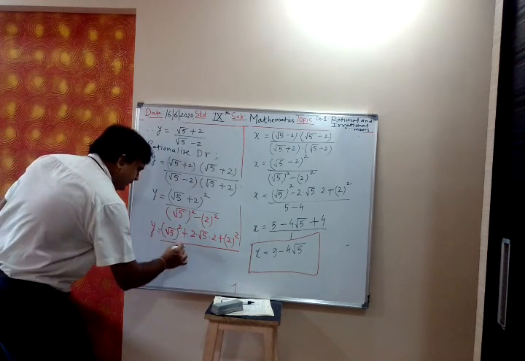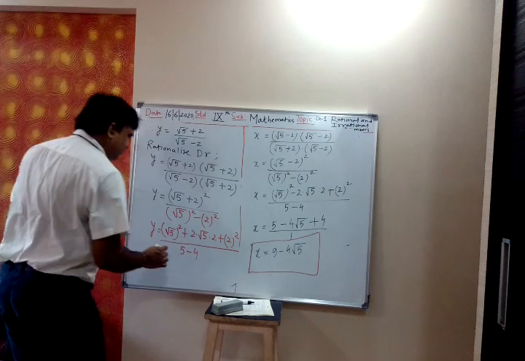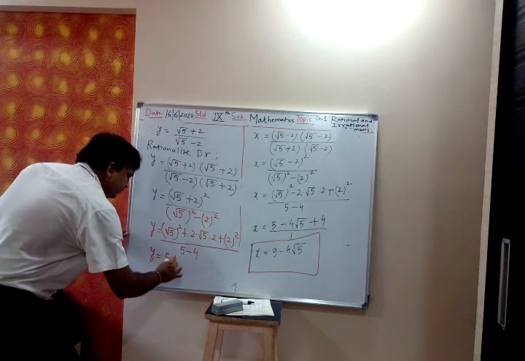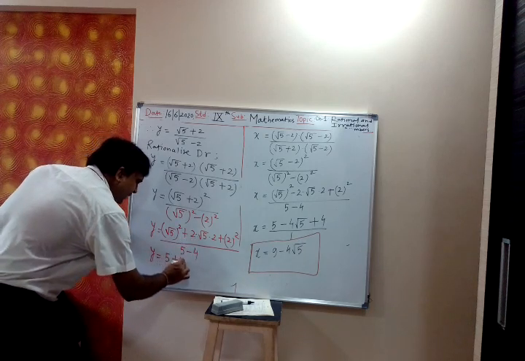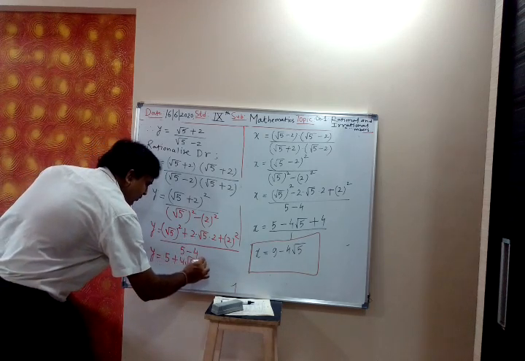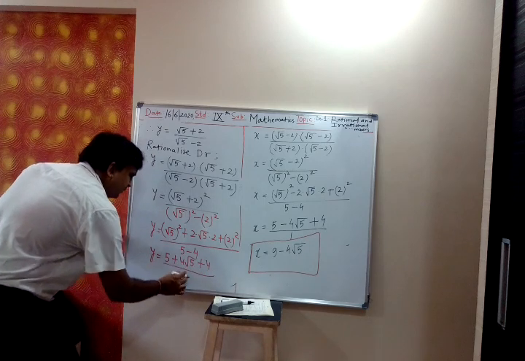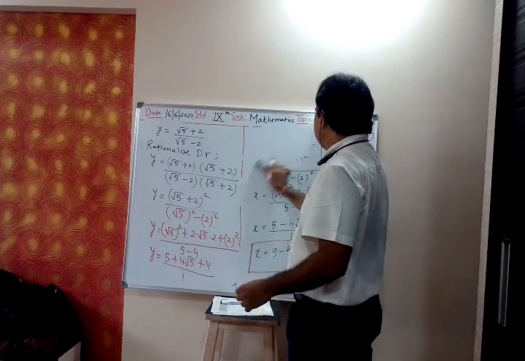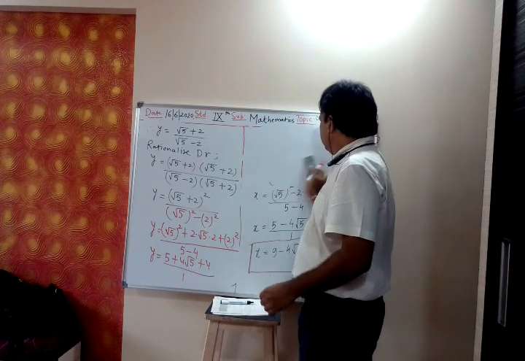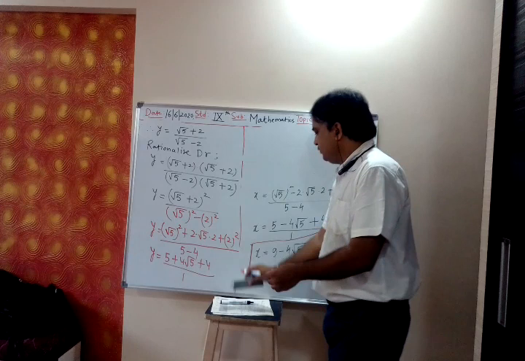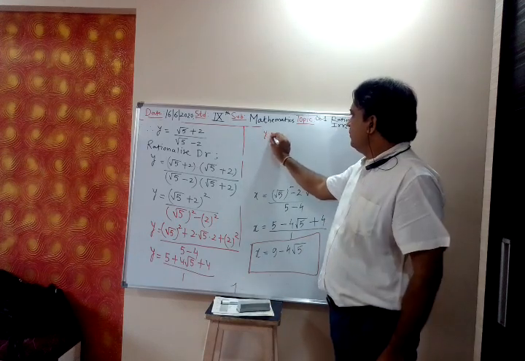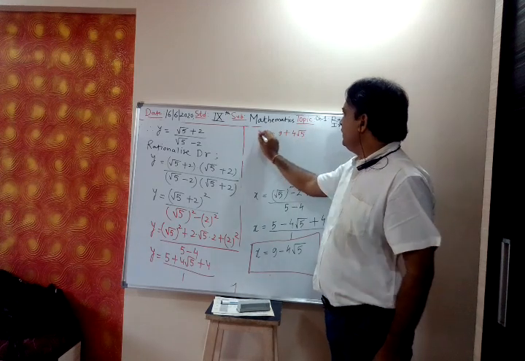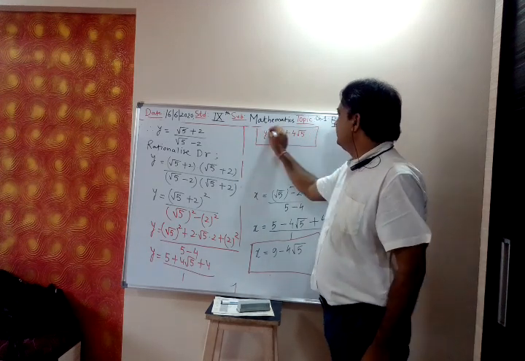Root 5 square is 5, 2 square is 4. So y is root 5 square, which is 5, plus 2 into 2, 4 root 5, plus 4 upon 1. So y is 9 plus 4 root 5 upon 1, and this is the value of y.